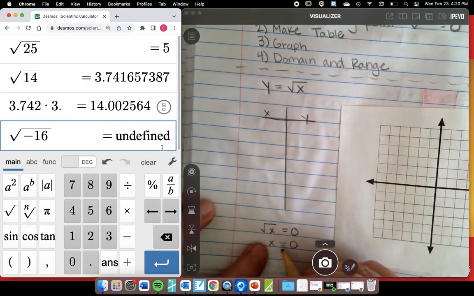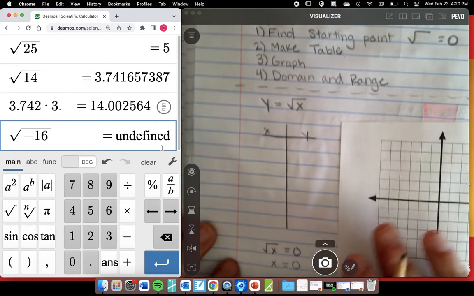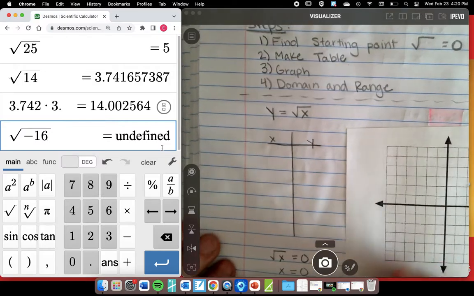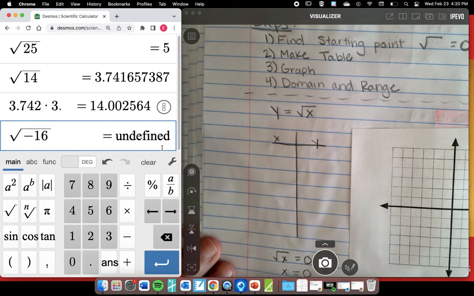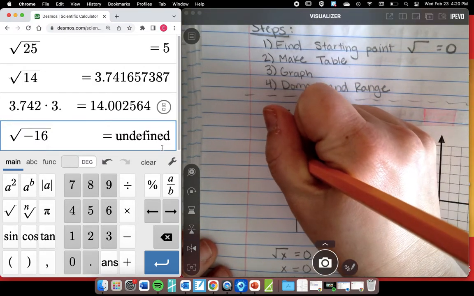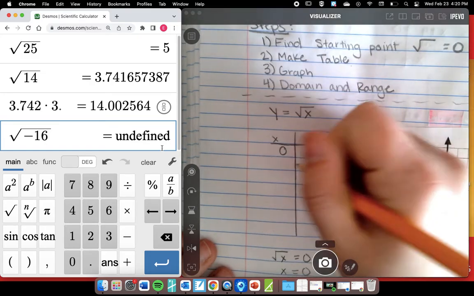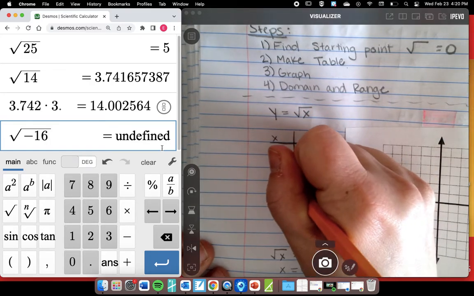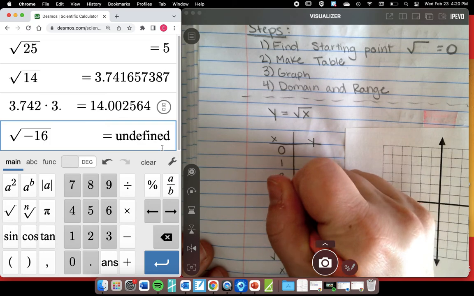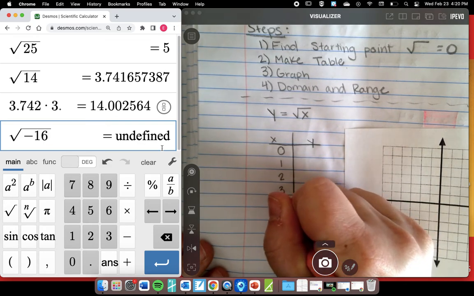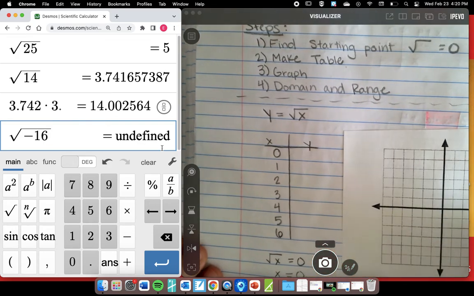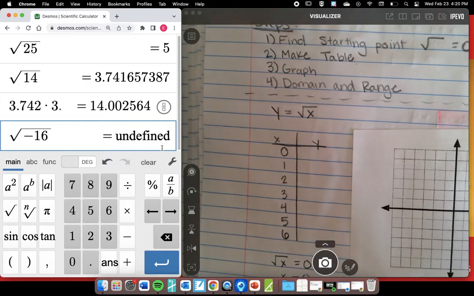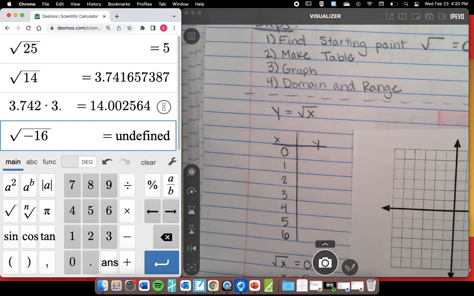When we have a starting point rather than a vertex, the vertex is always the middle because it's the minimum or the maximum. Our starting point is where we put the beginning. So we're going to do 0, 1, 2, 3, 4, 5, and 6. We're going to go all the way up to 6 this time, and then plug those into our calculator.